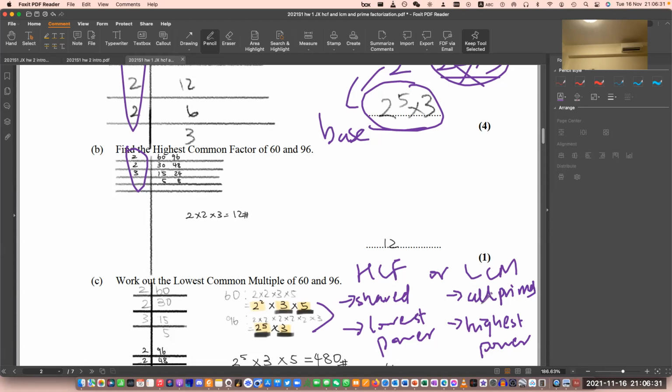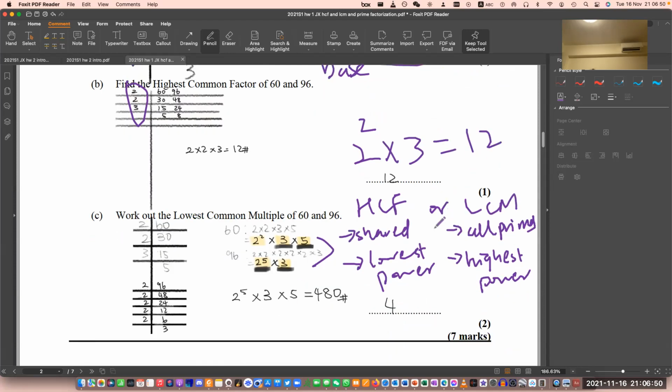So I just pick. If I look at this, you have 2 squared, 3, 5. Shared is 2 and 3, so I write down 2 and 3. And then after that, lowest power. The lowest power for 2 is 2. The lowest power for 3 is 1. So this is the answer, 12. Okay. For LCM, it is all primes. I see 2, I see 3, I see 5, so I just write down 2, 3, 5. And then highest power. The highest power for 2 is 5. So this is the answer.